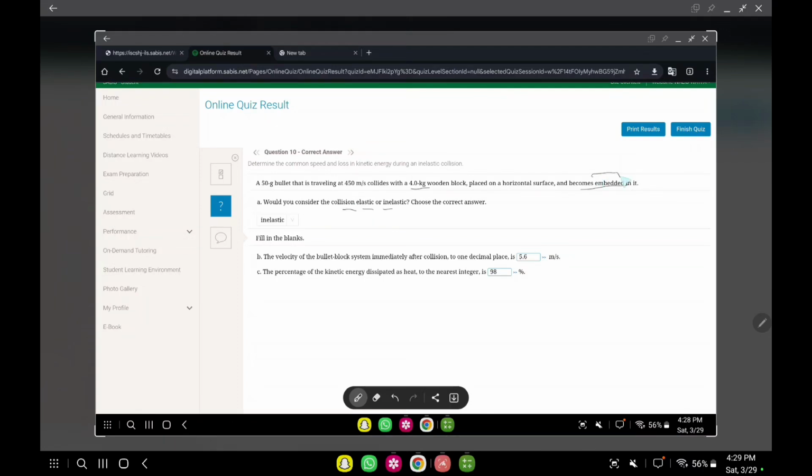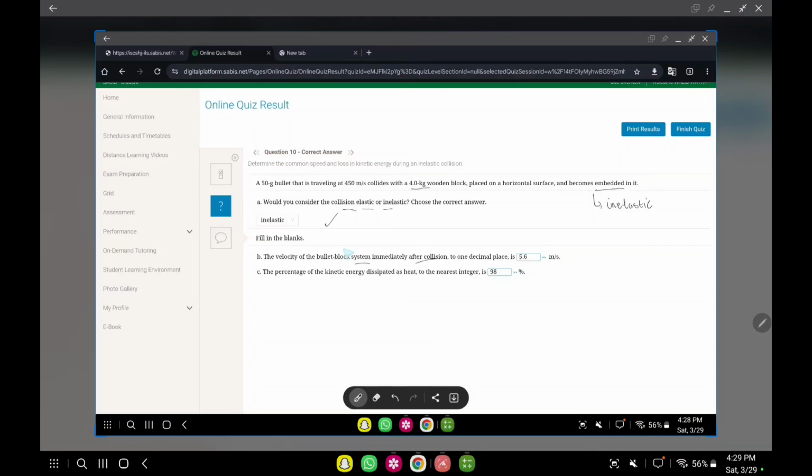It's becoming embedded. What does embedded mean? Embedded is a keyword you see in most questions when you have an inelastic collision. You see embedded or they stick together. These two are keywords to show you what type of collision? Inelastic. So for this reason, obviously it's inelastic. Anytime it sticks together and moves as one object or embeds itself, meaning it sticks to it and becomes one object, that's inelastic. What is the velocity of the bullet-block system immediately after collision to one decimal place?